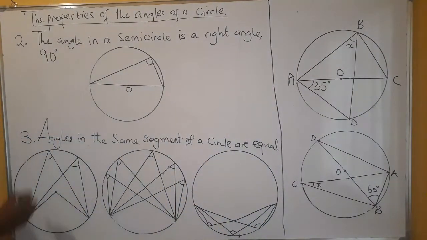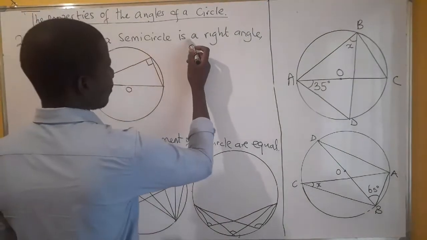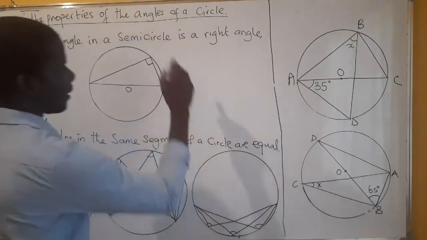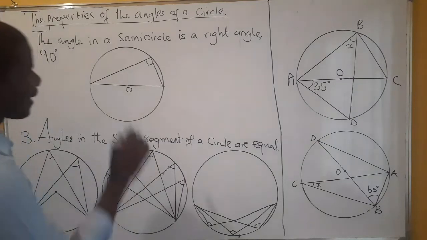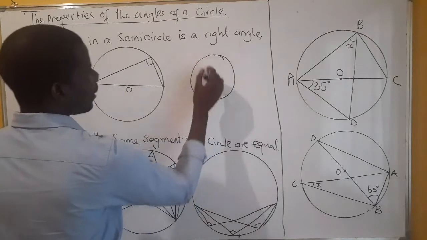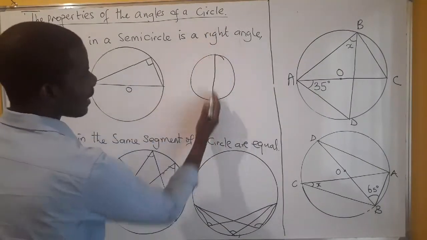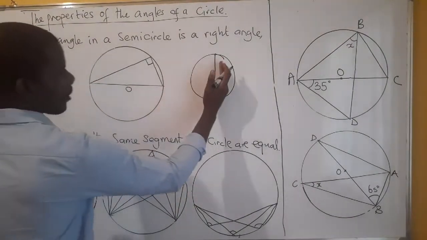What are they saying? The second property is: the angle in a semicircle is a right angle. A right angle is 90 degrees. The angle in a semicircle. In a semicircle, we have a circle, then the circle is divided into 2. We have a diameter here. This is a diameter. So we have a semicircle and a semicircle.